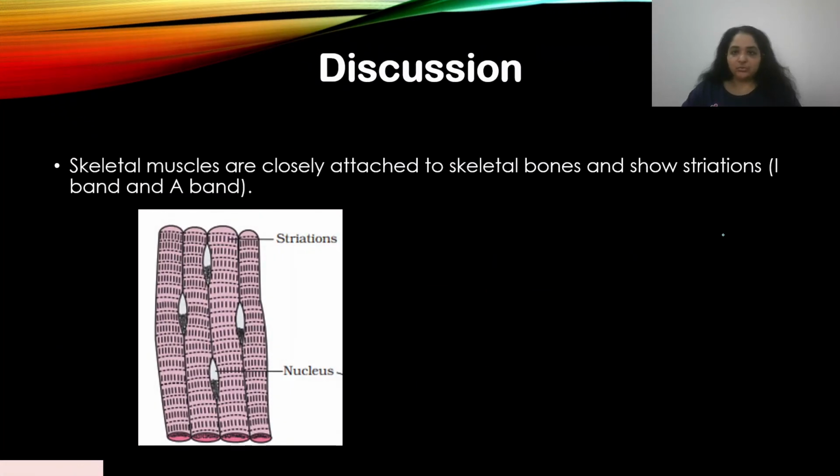Obviously, the striation of the I band and the A band, which we discussed in locomotion and movement. So it's not really much to discuss here. This diagram is taken from NCERT. You should know this. Remember, skeletal muscles are striated, and they're voluntary. So it's under our control to move them, and obviously they are closely attached to the bones. Okay, clear? Let's move on then.